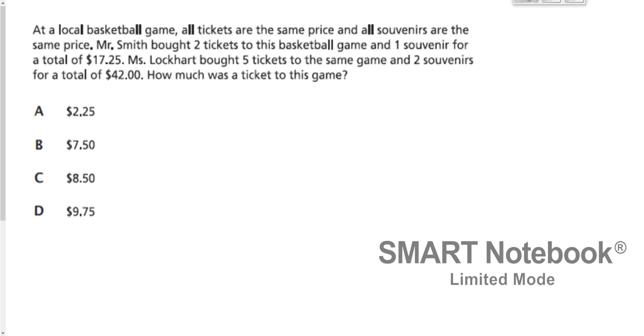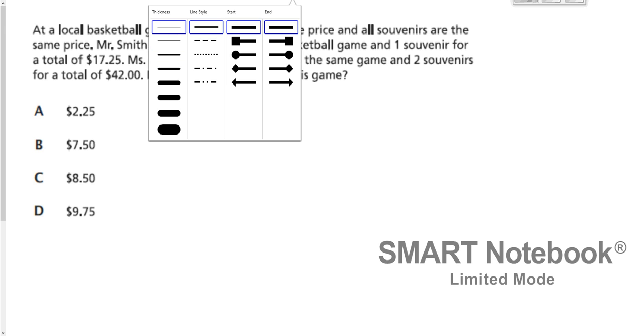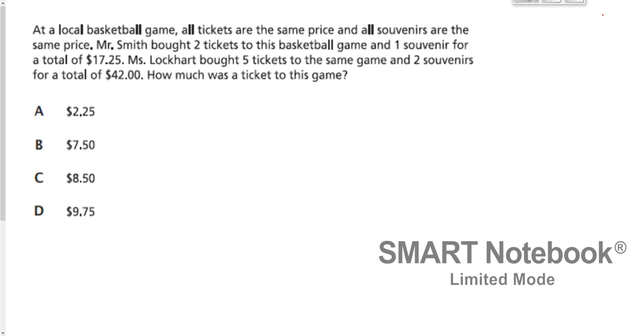All right, here we go. So this was lesson 4 in Unit 4, and it gave a lot of you some problems because not only do we have to solve a system of equations, first we have to write it. So at a local basketball game, all tickets are the same price, all souvenirs are the same price. Mr. Smith bought 2 tickets and a souvenir.